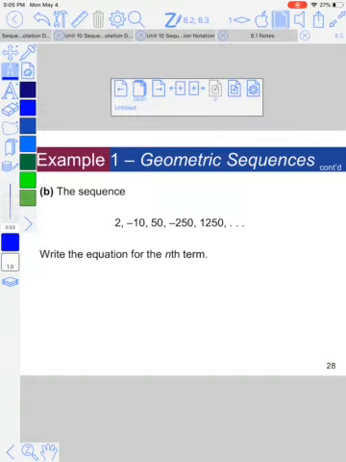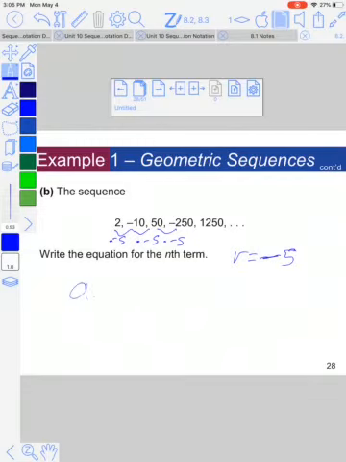Okay, let's move to slide 28. It says, here's our sequence, 2, -10, 50, -250. Maybe you see, to get from 2 to -10, you multiply by -5. -10 to 50, multiply by -5. 50 to -250, multiply by -5. If not, divide them. And you'll see that your common ratio is -5.